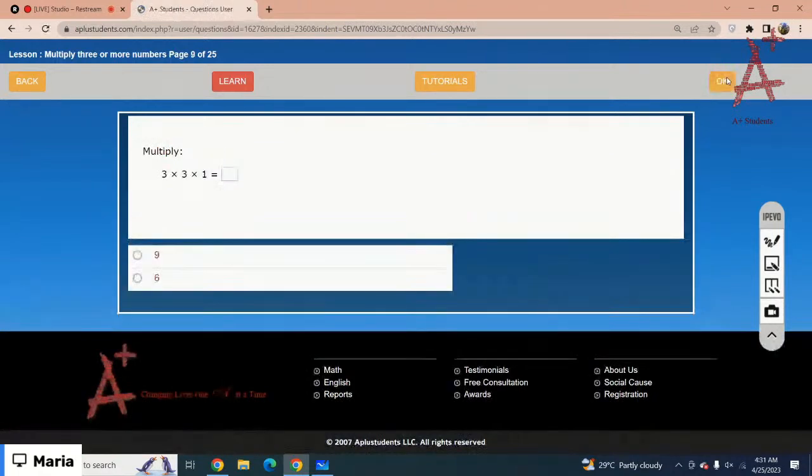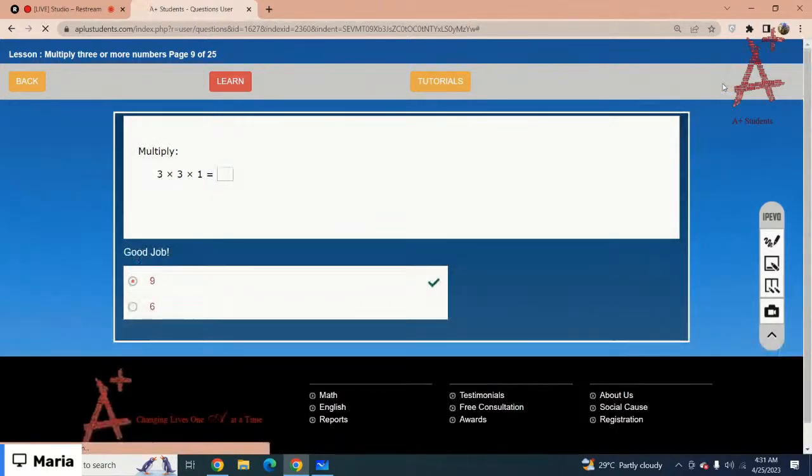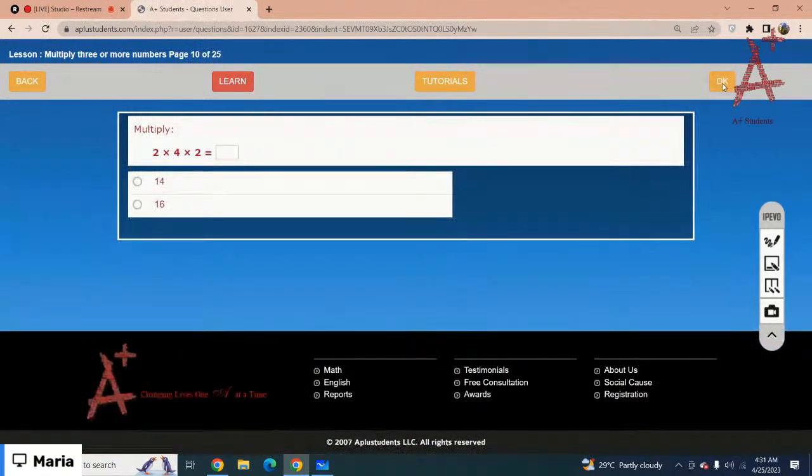Okay, the next one is 3 times 3 times 1. So which is the correct option? 3 times 3 is 9 and 9 times 1 is 9. Yes, that would be 9, not 6. The next one is 2 times 4 times 2. So which is the correct option?